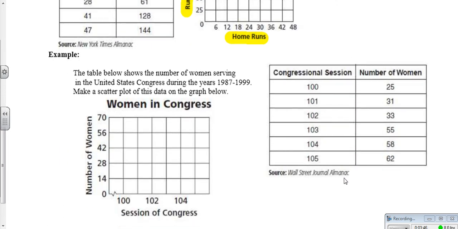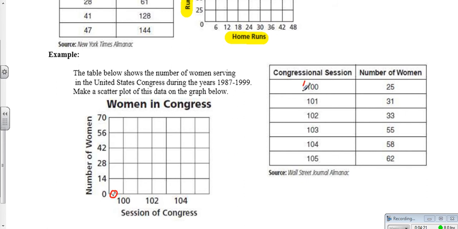Here's an example that we have to create. A table below shows the number of women serving in the United States Congress during the years 1987 to 1999. Make a scatter plot that shows this. Now notice that we have a little quiver here, which means it's not that they're jumping all the way to 100. They're going from 0 to 100. We talked about this in misrepresenting data, but in this case there's no data before that, so we'll just focus on this particular area of the graph. That's okay. As a knowledgeable statistician, we notice that, but we know it's not misrepresenting our data.